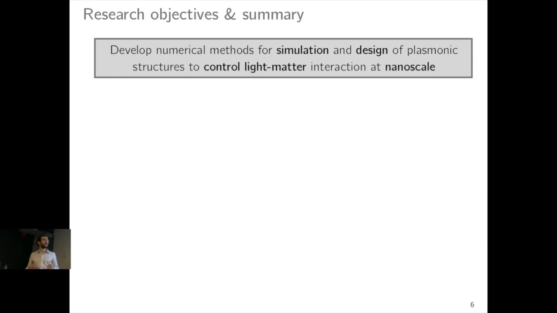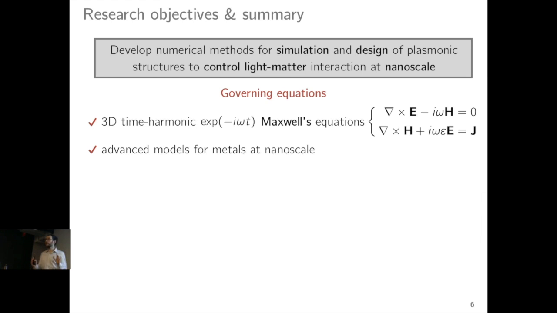develop simulation methods to simulate and design realistic three-dimensional plasmonic structures. In terms of governing equations, we're mainly solving Maxwell's equations in their time harmonic form, where E is the electric field, H is the magnetic field, and J is the electric current. And we're going to have to complement that with advanced models to characterize the electron motion at the nanoscale, since, as you'll see later on in the presentation, it's not a trivial task.